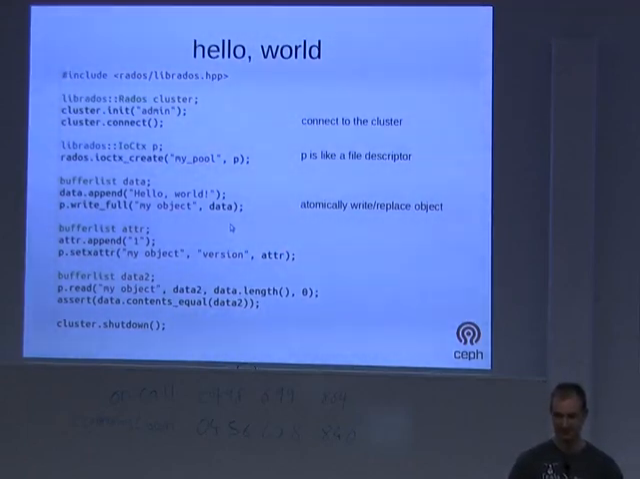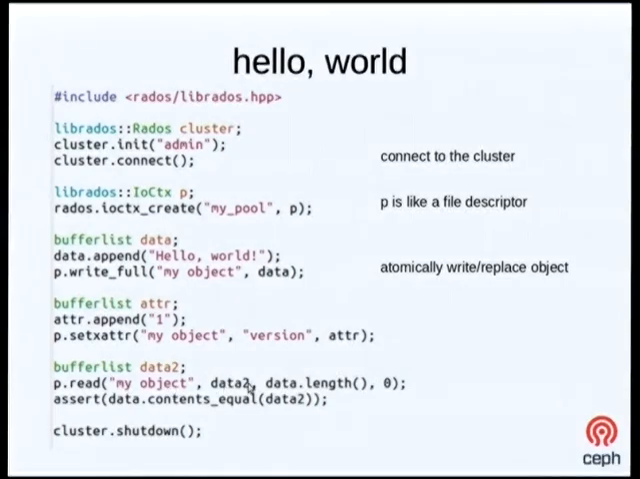So the next operation will just set an attribute on that object. Again, that'll go out, do it, and reply. And of course, you can read that data back. You can tell it to read from myObject again into a different buffer, some number of bytes at offset 0, and we assert that we actually got the right data back. So nothing too crazy here.